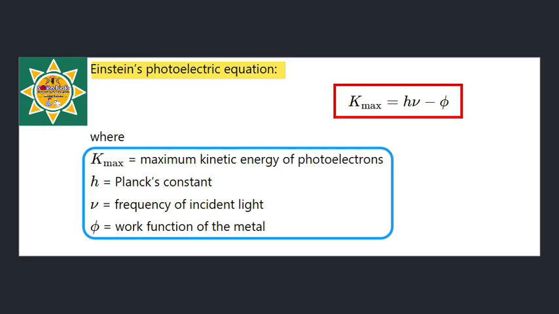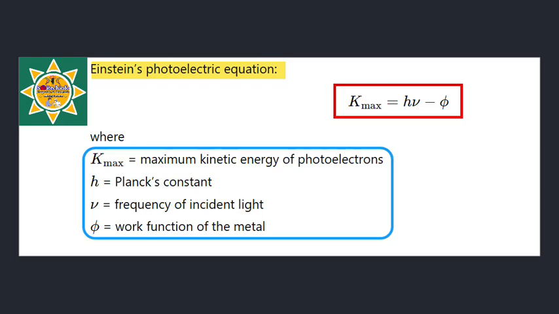He suggested that the maximum kinetic energy with which the electrons are ejected from the surface on irradiation is equal to h nu minus phi. Here, K max is the maximum kinetic energy of the photoelectrons. The electrons which are emitted from the surface on irradiation are called photoelectrons, and they possess certain kinetic energy. So he talks about the maximum kinetic energy.